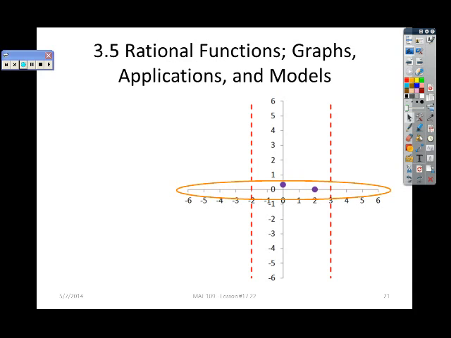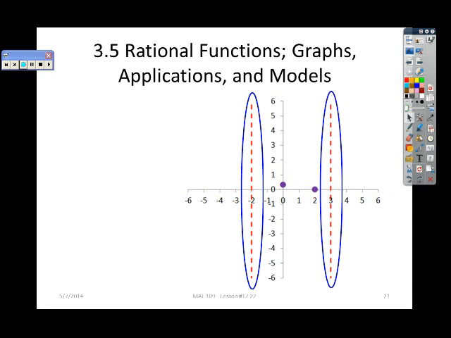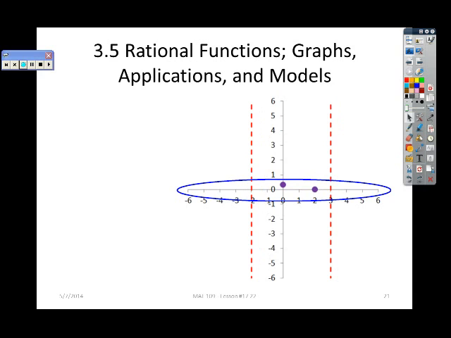Because remember, this is an asymptote. It will never cross this one, it will never cross this one. It does cross this one at that one point.